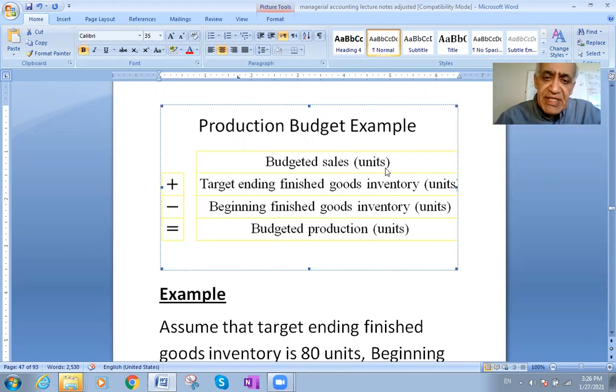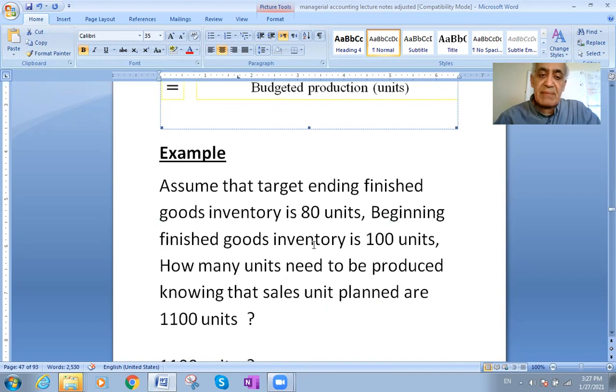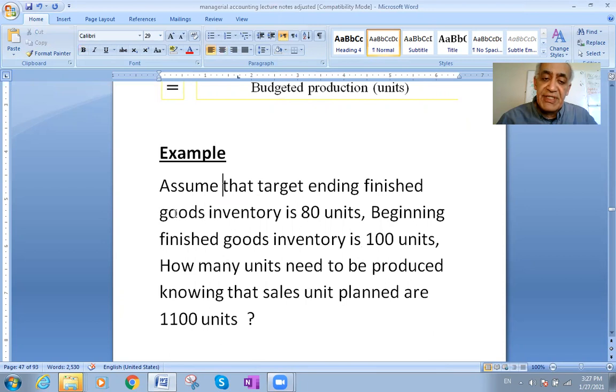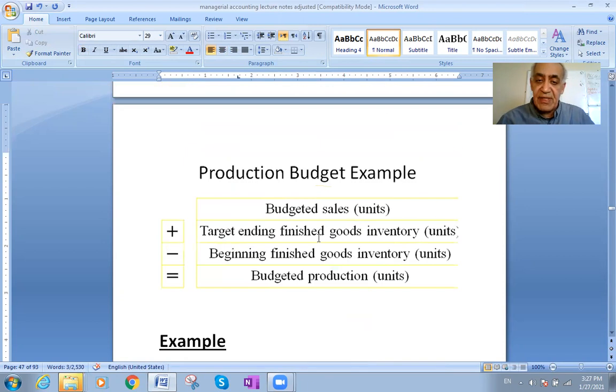So the budgeted sales is in units: what you need to plan, what you need to produce, what you need to sell. It's budgeted. Plus the target ending finished goods inventory, minus the beginning finished goods inventory, will give me the budgeted production. Let's go directly to an example. Assume that the target ending finished goods inventory was 80 units.